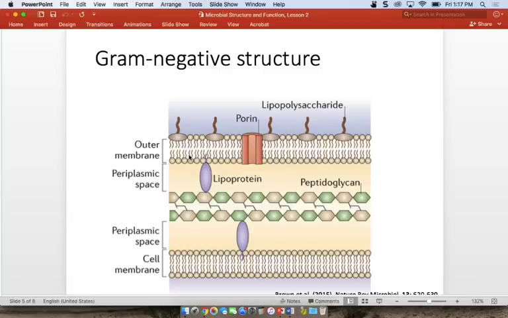The second feature is the ethanol. And the ethanol actually has opposing effects on these two different cells. In gram-positives, the alcohol works like a dehydration solvent. By adding alcohol to this, it removes some of the water that's bound to the peptidoglycan, shrinks it, and helps to lock that crystal violet and iodine into the peptidoglycan.